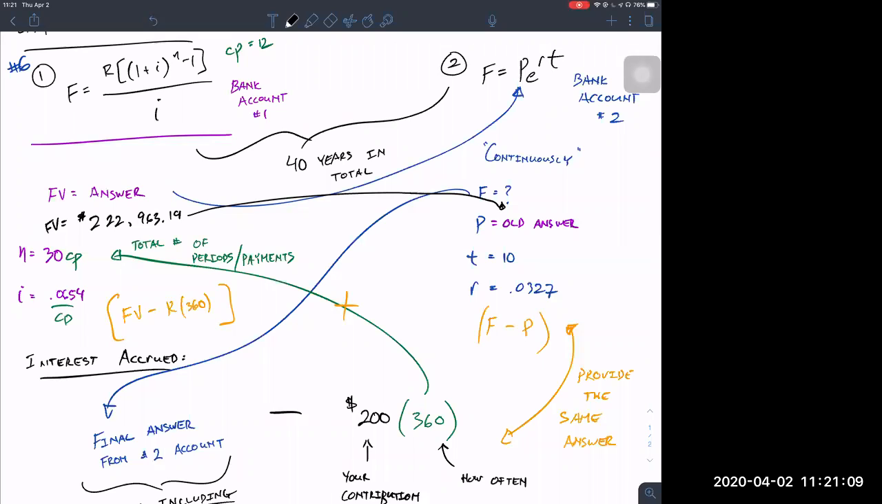Let me try it myself. 222, because that does not match what I have in the back. Times e to the 10 times... Did you remember to change your percentage to a decimal? Then you're typing something wrong on your calculator. Take a picture and send it to me on Remind, and I can take a look at it right now. With that future value correct, multiplying by e to the 10 times 0.0327 does give the answer that I have listed here.